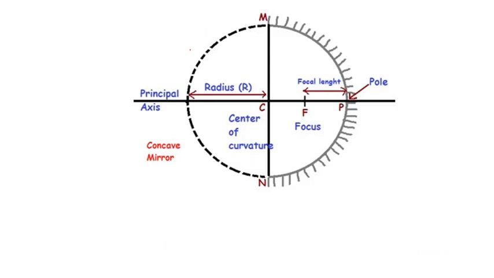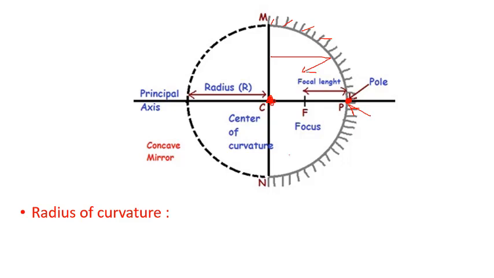We can see here, let us take a sphere. You can see this is the pole, and this is the center of curvature. For now we have learned about the pole and the center of curvature. So this is the center of curvature and this is the painted region. So this will be our reflecting surface.